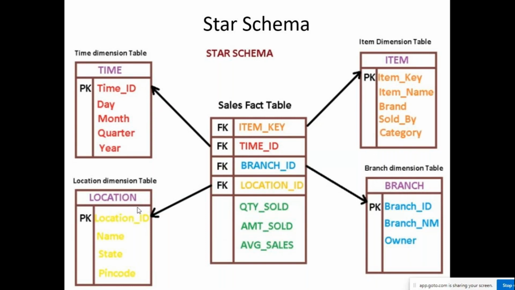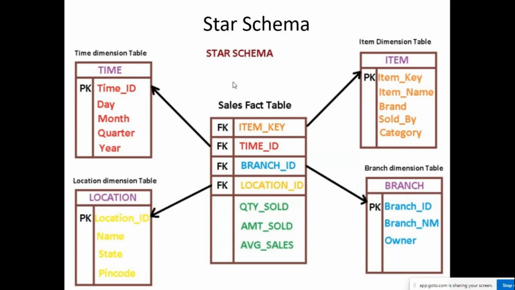And location, we are going to join a location dimension table: location primary key in the location table, and foreign key in the fact table. Okay, branch dimension table, branch ID is the primary key in the branch table. Same related foreign key would be there in the fact table. Based on these keys, we are going to join these tables.